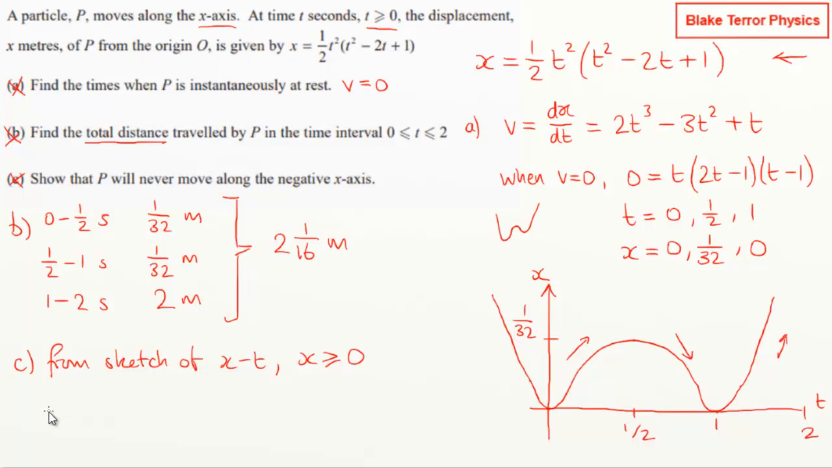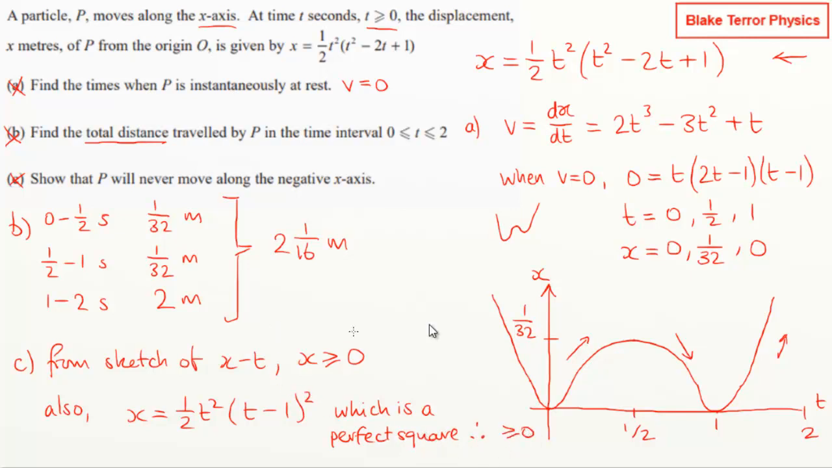Ah, yes, see, I hadn't spotted this at the start. You might have spotted this right at the beginning. I've only just seen it now. We can rewrite our x is equal to a half t squared, but of course that bracket is a perfect square. That is t minus 1 squared. So everything in here is positive. We've got a half times something squared times something squared, which is a perfect square. So therefore it must be greater than or equal to 0.